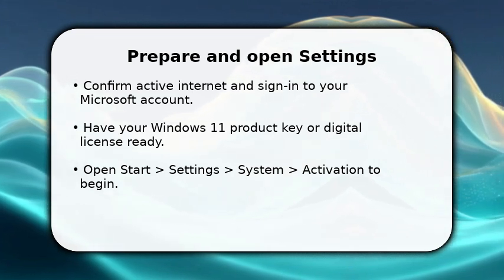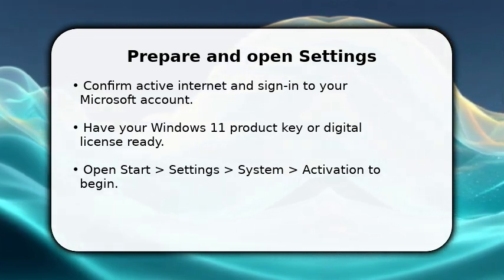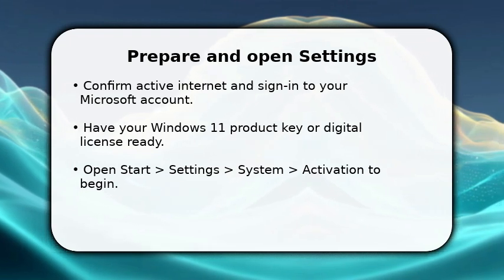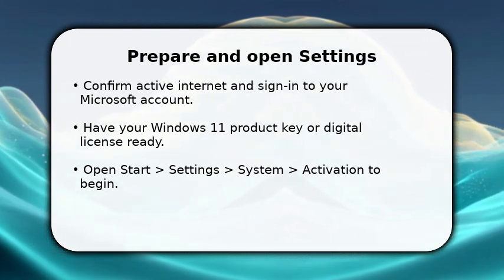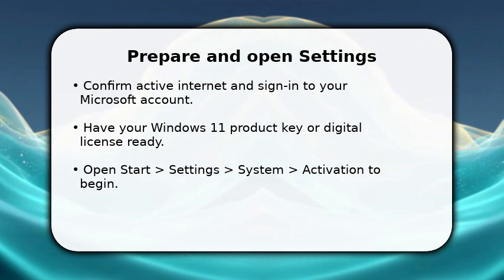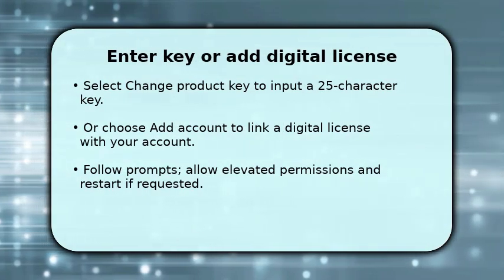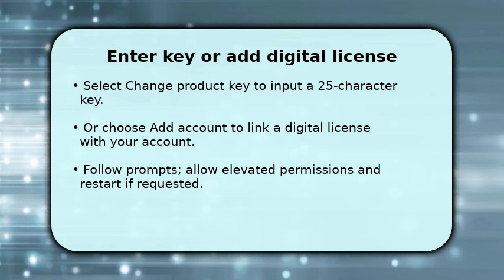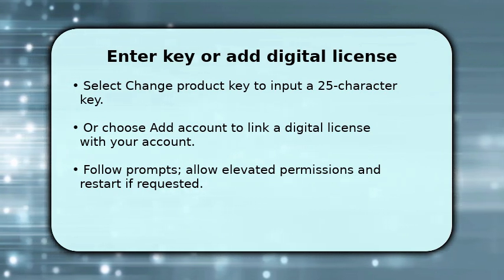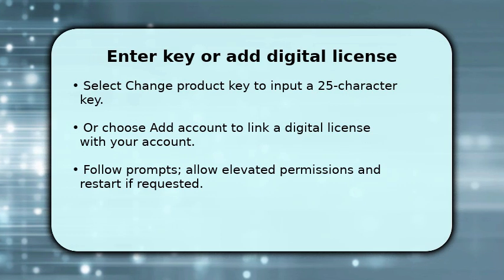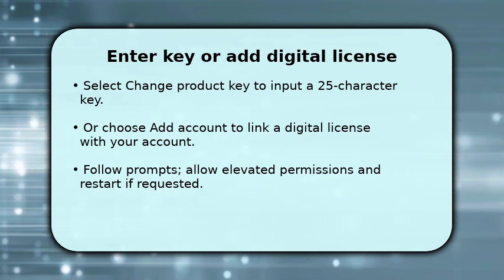This step links identity to license management, so take care to use the account you intend to keep. Proceed when you see the activation page and the option to add a product key. Next, decide whether you'll enter a 25-character product key or link an existing digital license to your Microsoft account. If entering a key, choose Change Product Key, type it exactly, and confirm.